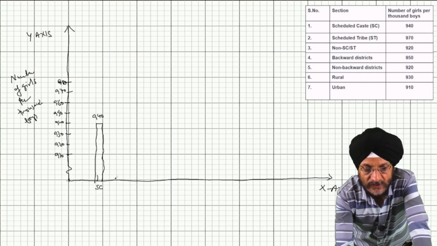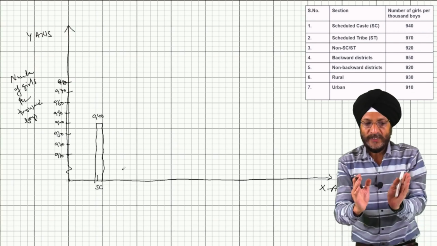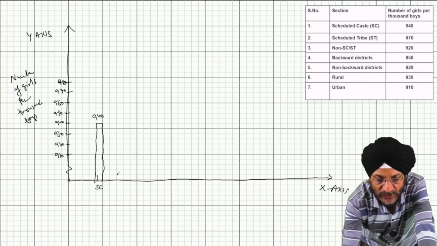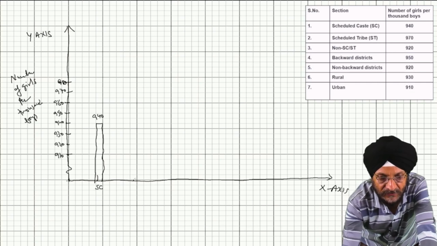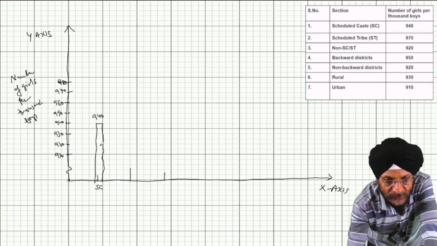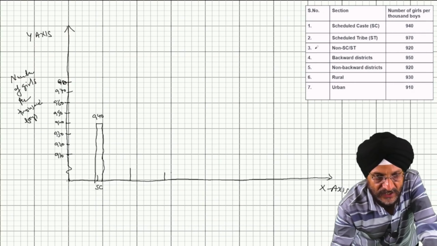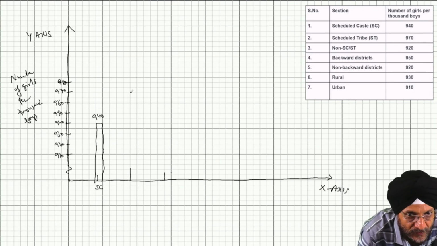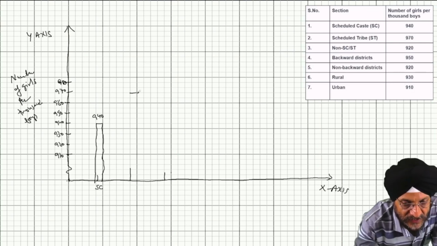So now there should also be equal distance between the two sections, which we are taking here. That is, when we will take the third, we will take it here. That is the equal distance. We are taking from black to this point in equal distance between the two. So this is ST, this is 970. So here we will take up to this point, 970.